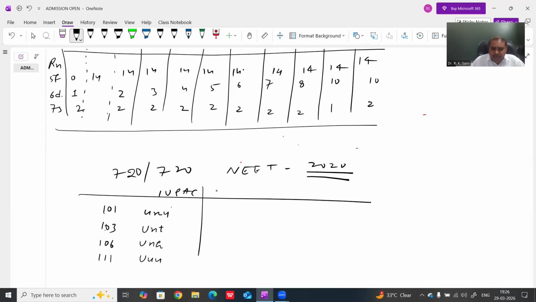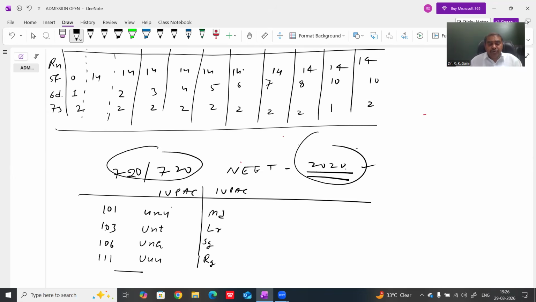And the IUPAC symbols are Mendelevium, Lawrencium, for 106 Seaborgium, and Roentgenium, Rg. This is the question asked in NEET in 2020, the first time a student achieved a perfect score in NEET. Therefore, remember the IUPAC symbol as well as the IUPAC notation of elements. Okay, this is the electronic configuration of elements.